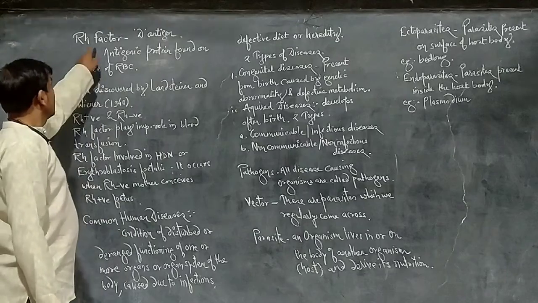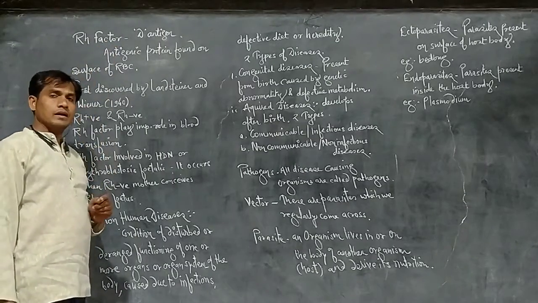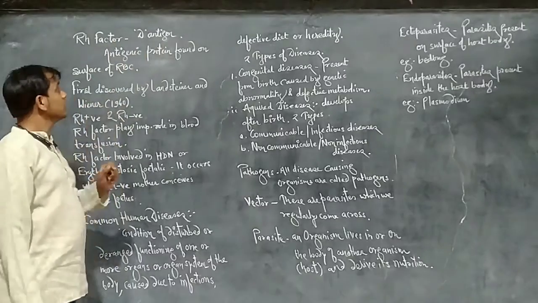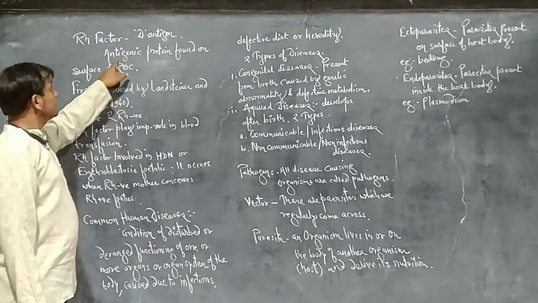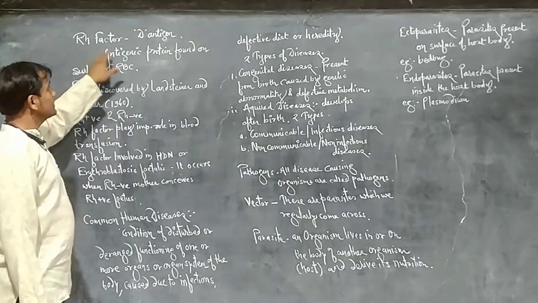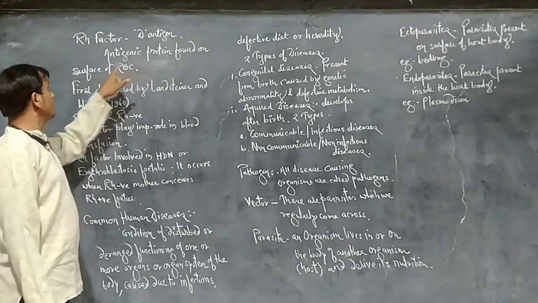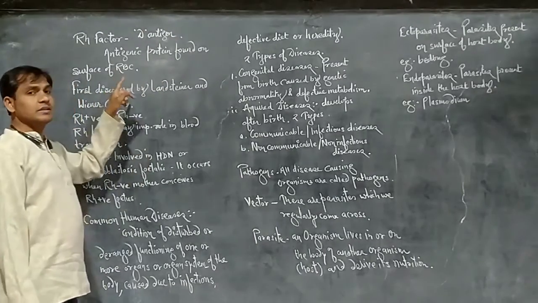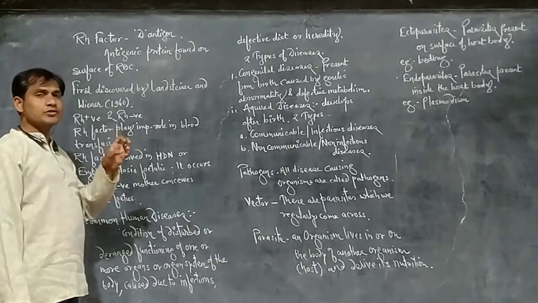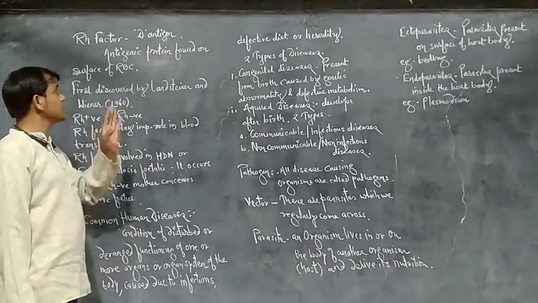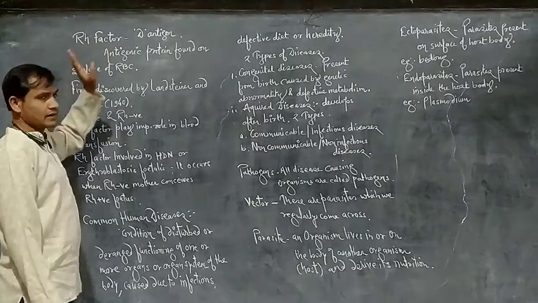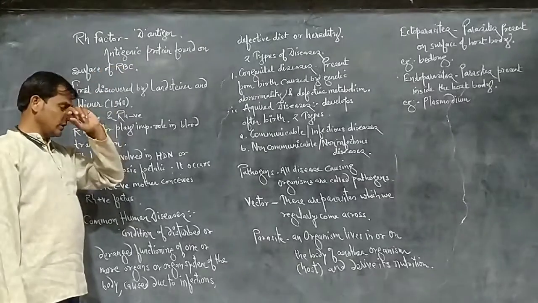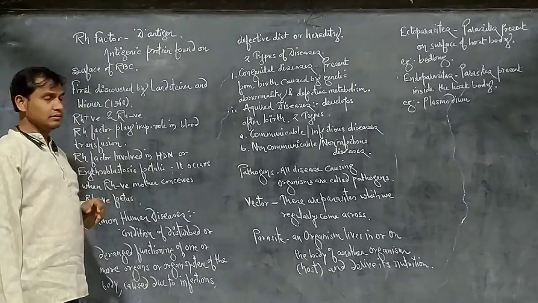This is the RH factor. RH factor is also called D antigen. Actually, RH factor is an antigenic protein found on the surface of RBCs. It is present on the surface of RBCs of the rhesus monkey, hence it is called the rhesus factor. This factor is also present on the surface of RBCs of human beings.